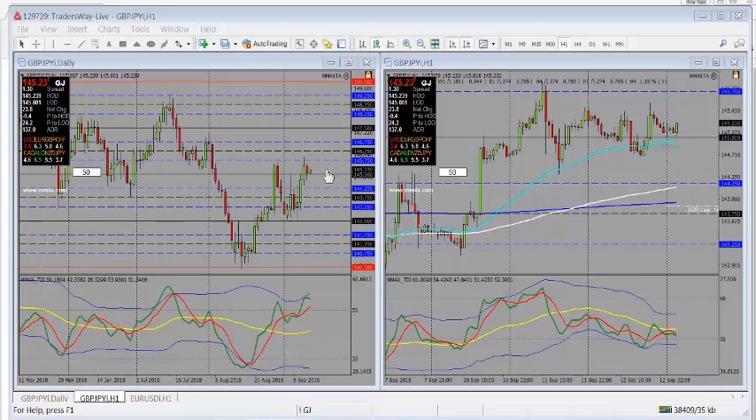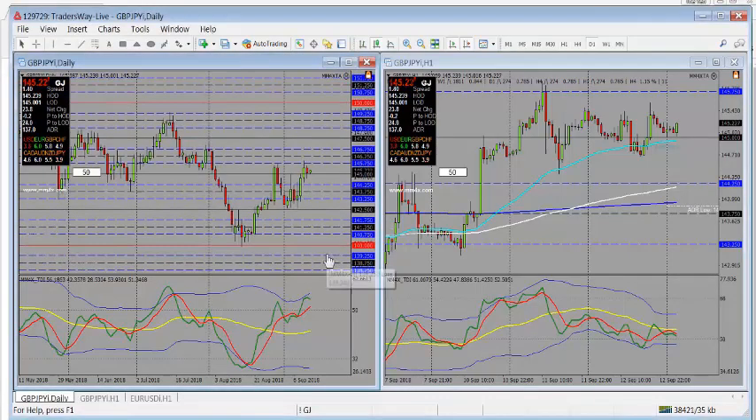Now, the hesitation zone is a span of 75 points above and below each one of these large quarter points. You can see there's one there, there's one there, there's one there, there's one there, there's one there, and of course there's one there.